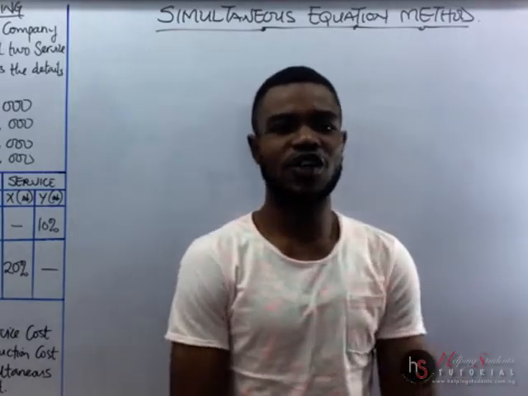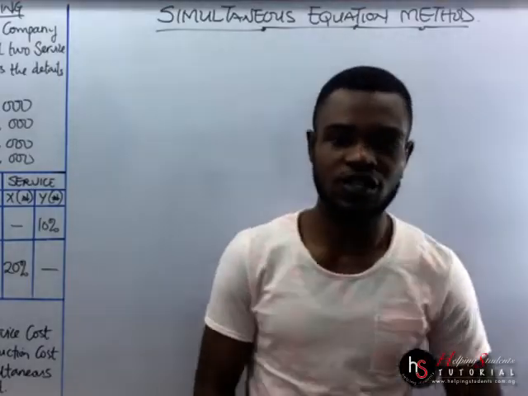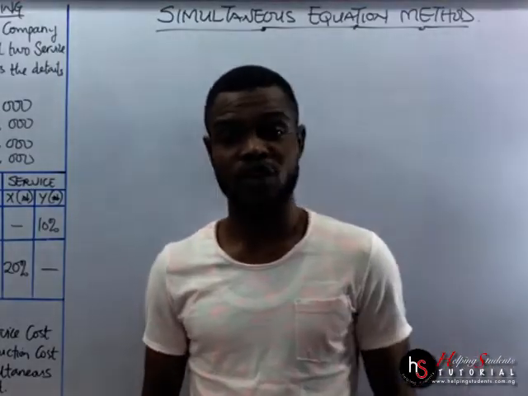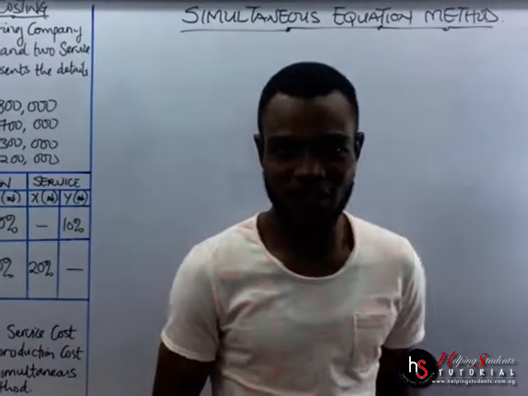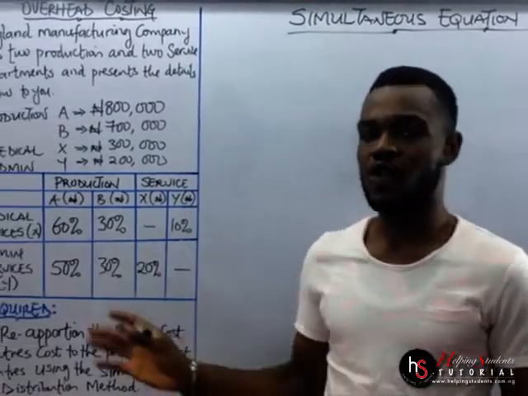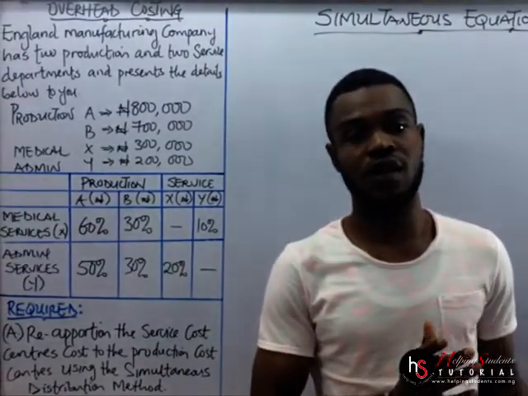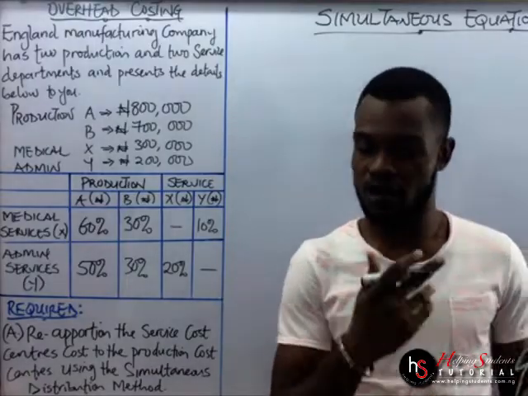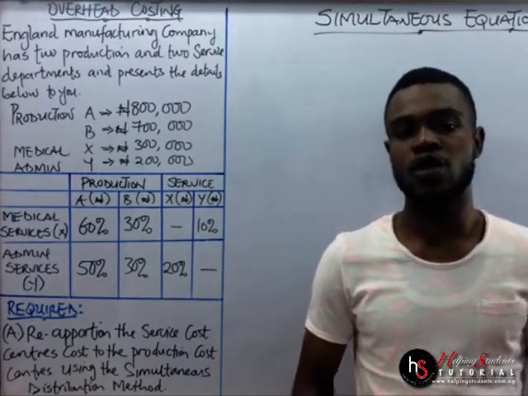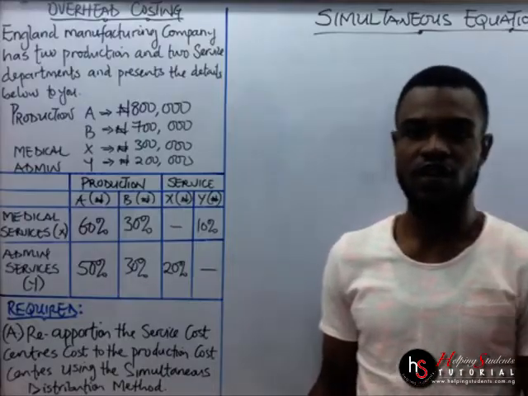We have a question under the simultaneous distribution method. The simultaneous distribution method is also known as the mathematical method. This is a different question from what we saw from the primary method and the repeated distribution method. I just want you to have an understanding of this.